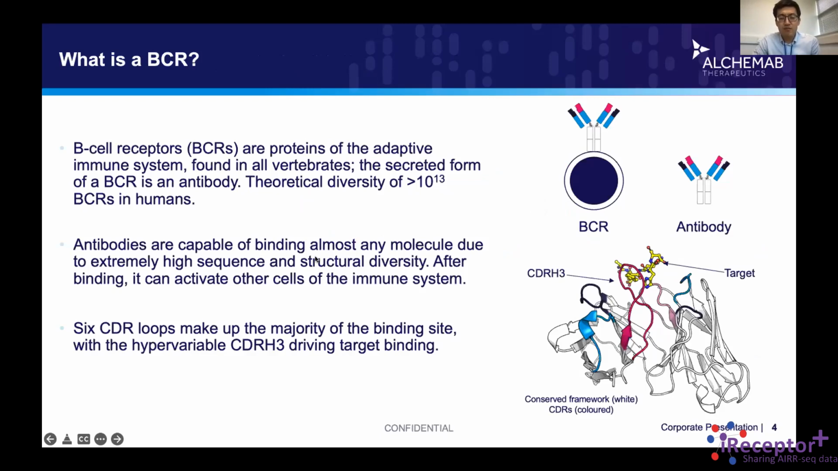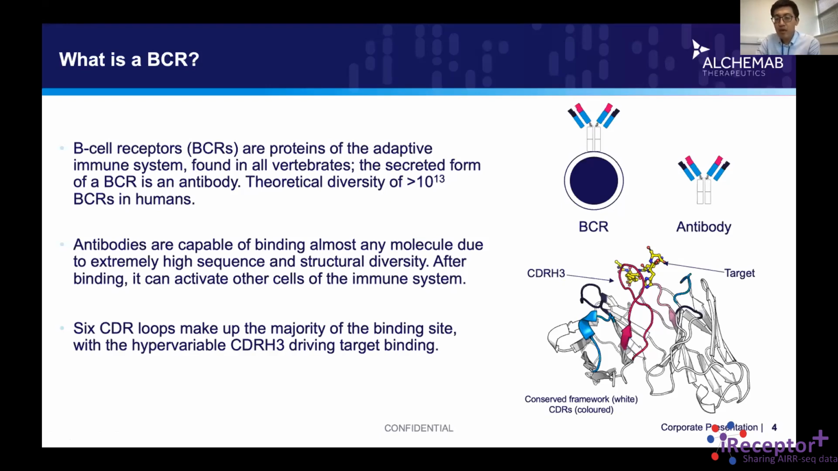They're very exceptional because they have a huge level of diversity, as I hope many of you are aware. What makes antibodies very interesting for me is that they can bind almost any molecule because they have extremely high sequence and structural diversity. Once an antibody sticks onto something, it activates other cells of the immune system and helps to clear that target away.